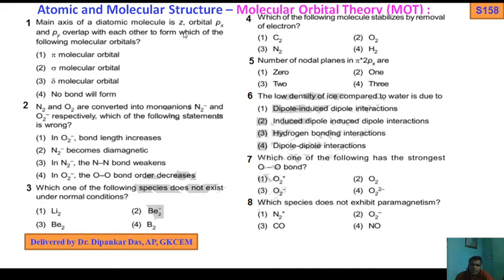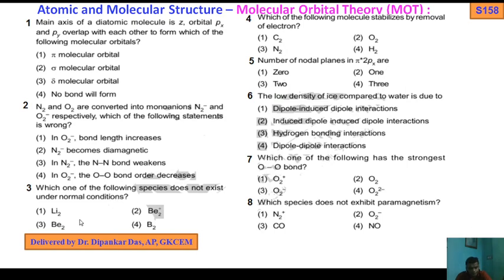These are very interesting questions. Which of the following molecules is stabilized by removal of electrons? C2, N2, O2, H2. Then the number of nodal planes, and which one of the following has the strongest O bond? In the previous slide I gave some questions to try yourself: bond dissociation energy, shortest bond length, and which species does not exhibit paramagnetism? N2 plus, CO, O2 minus, NO. And which one of the following species does not exist under normal conditions?